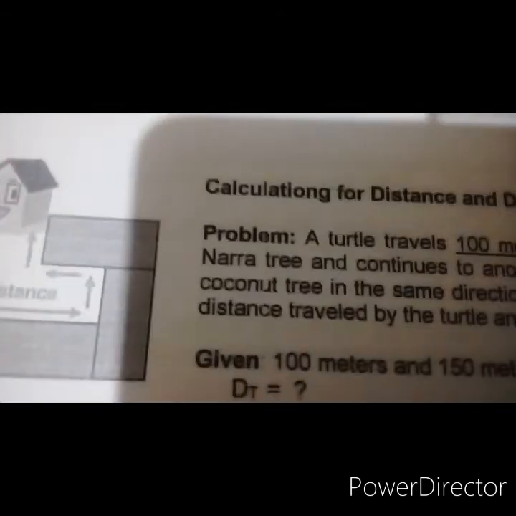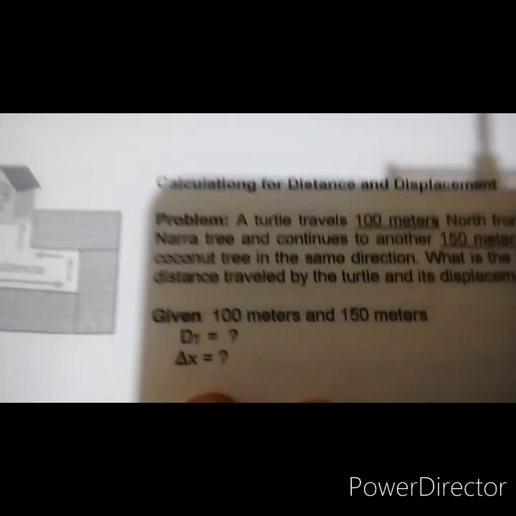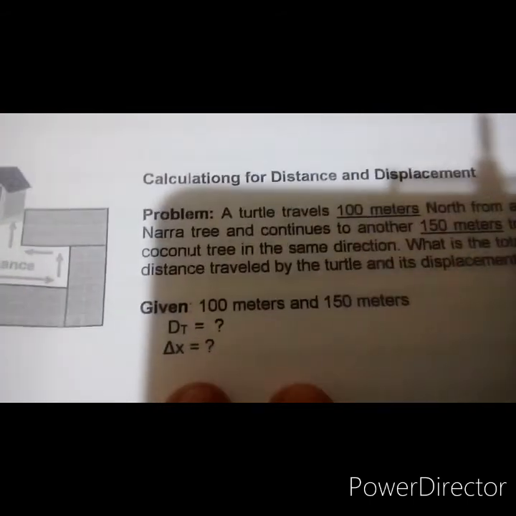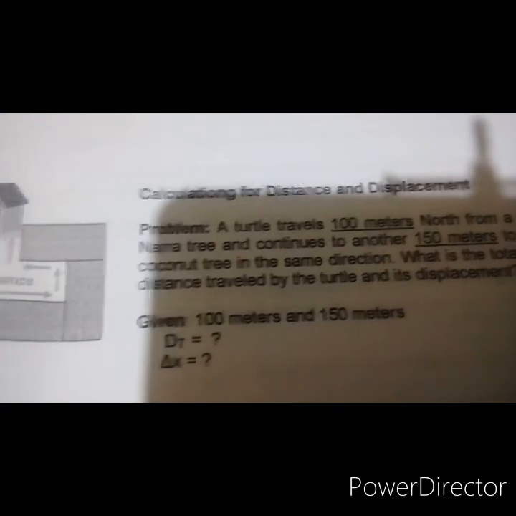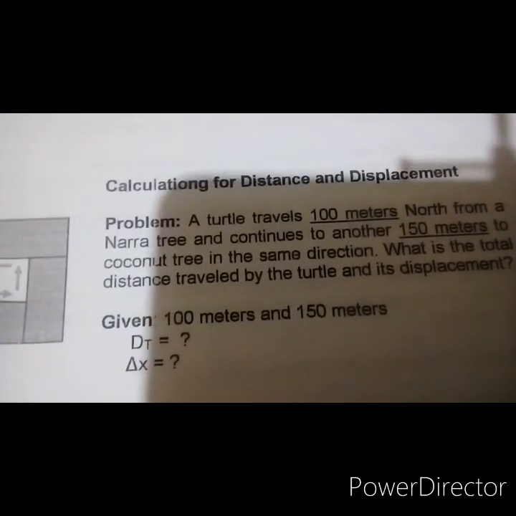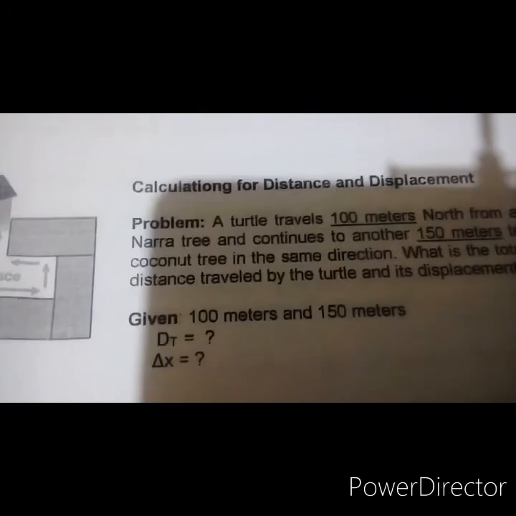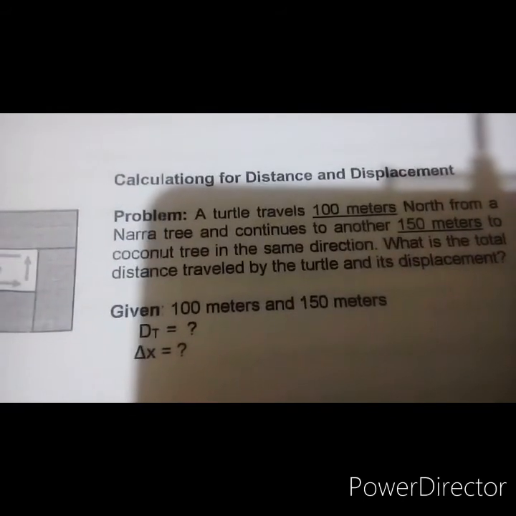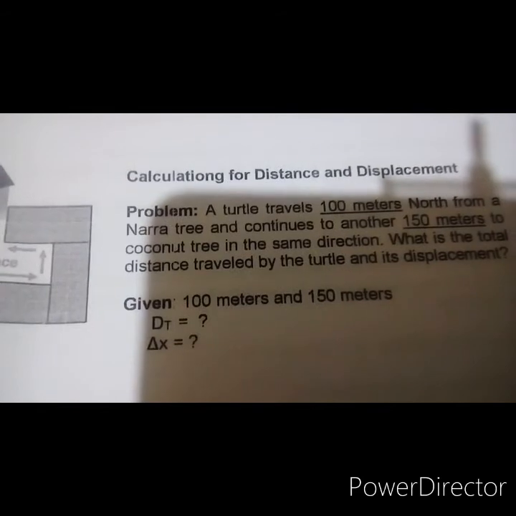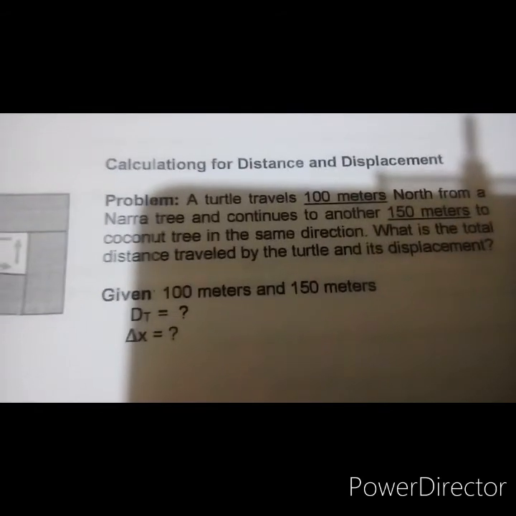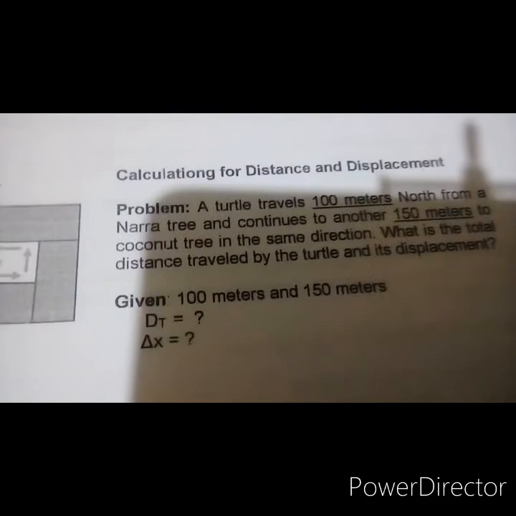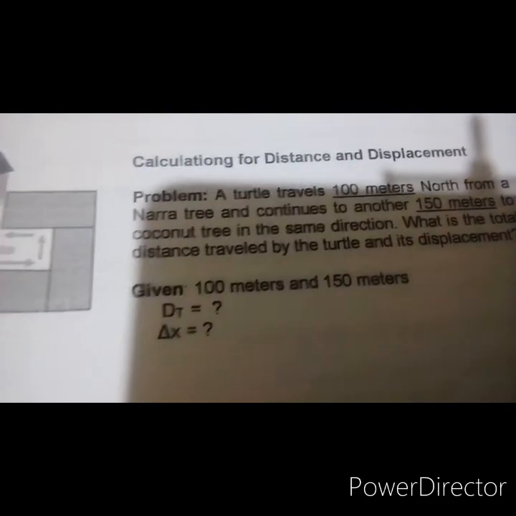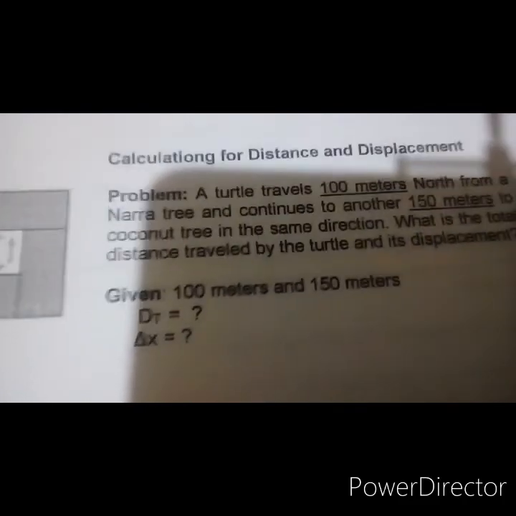And we have another example here. So calculating for distance and displacement. So problem, a turtle travels 100 meters north from a narra tree and continues another 150 meters to a coconut tree in the same direction. What is the total distance traveled by the turtle and its displacement? So we have the given 100 meters and 150 meters. You're asked to compute the total distance and the displacement.